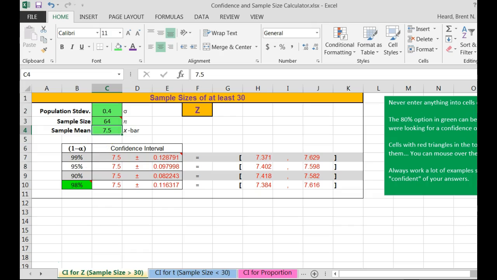Put that in there, and we should get a 95% confidence interval, so I go out to the right of 95%. It is rounded to 3 decimals, 7.402 to 7.598. If I needed to round it to 2 decimals, it would be 7.40 to 7.60, because that 8 bumps that 9 up to a 0, bumps that 5 up to a 6.